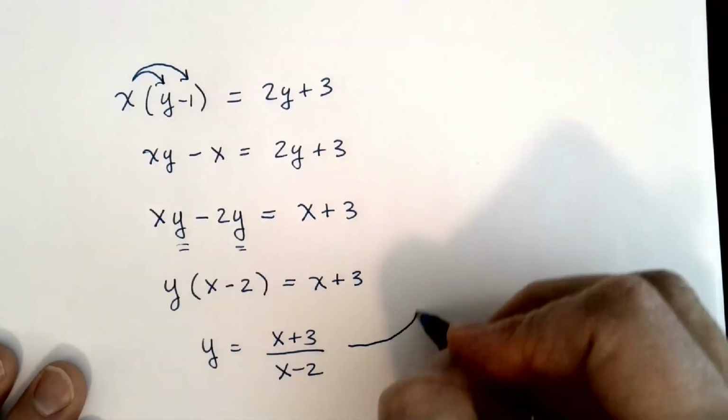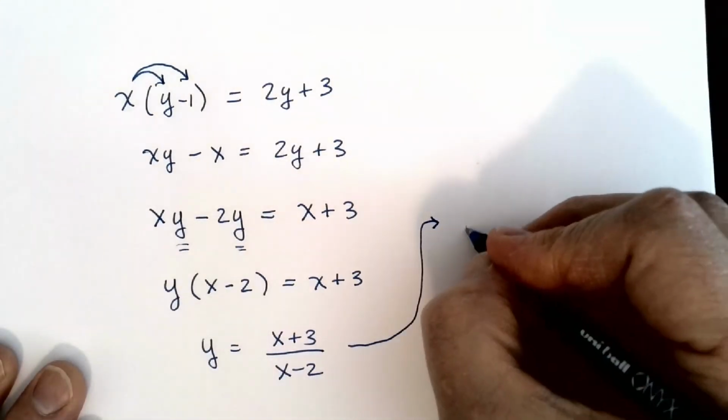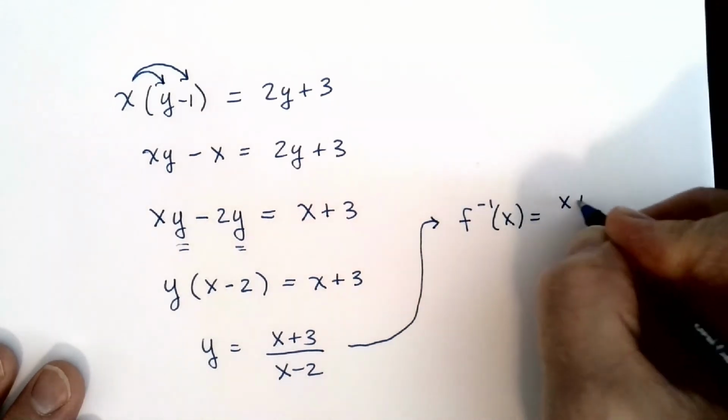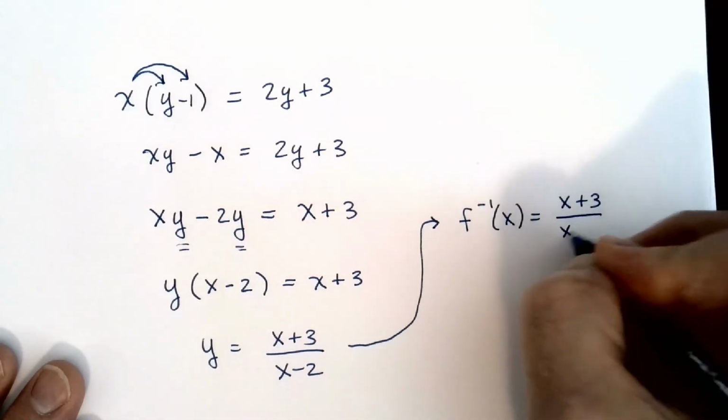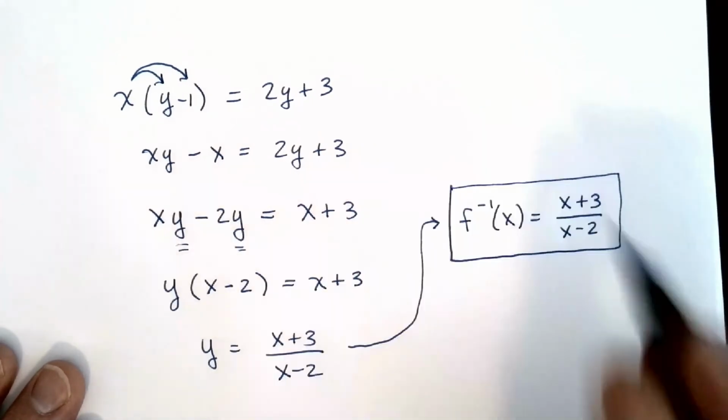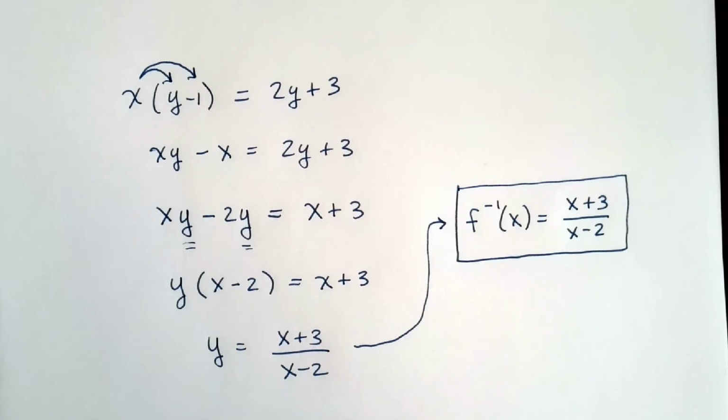And the last step then, once I've solved for y, is to say that that is f inverse of x. This f inverse of x is x plus 3 divided by x minus 2. So here's my inverse function. So it's really necessary for us to be able to find the inverse of this function using this formal approach.